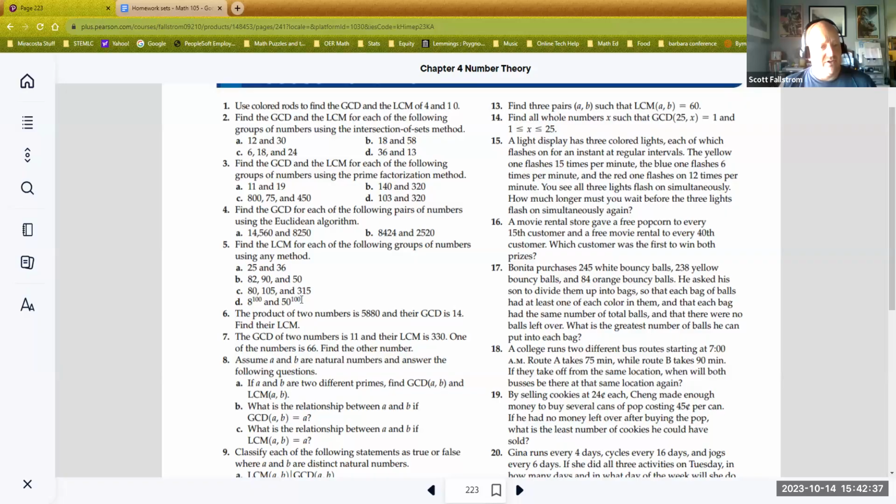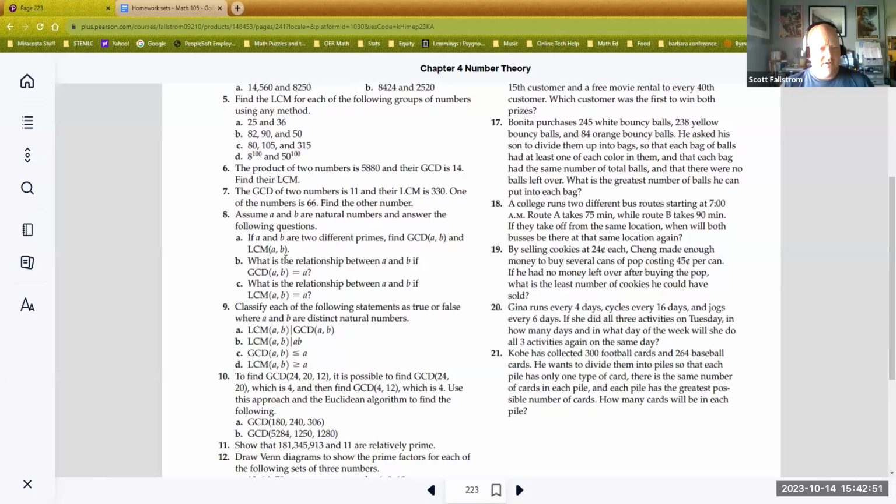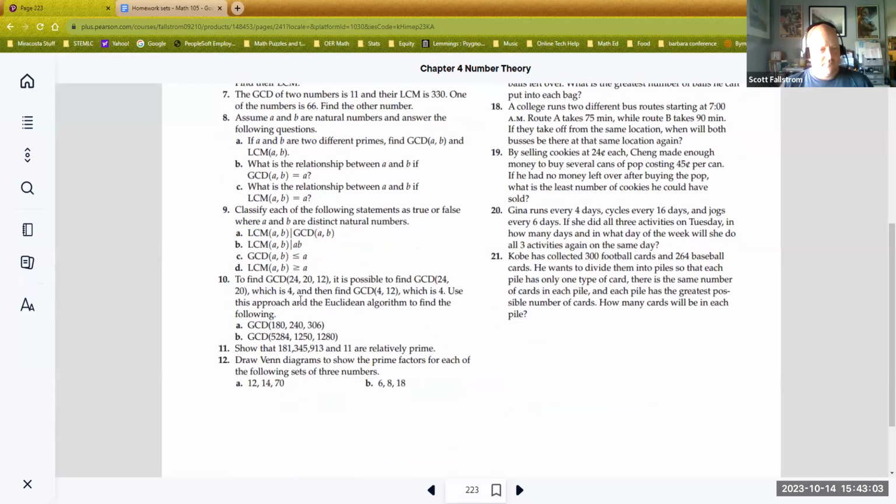Okay, so again, if it's close to prime factorization, maybe use prime factorization. And maybe we'll take a look at a couple of those. The product is this, the GCD is this, got it. Then classify which of these are true or false. And when you see true or false, understand I'll probably ask you always, sometimes, never questions. So be aware of that.